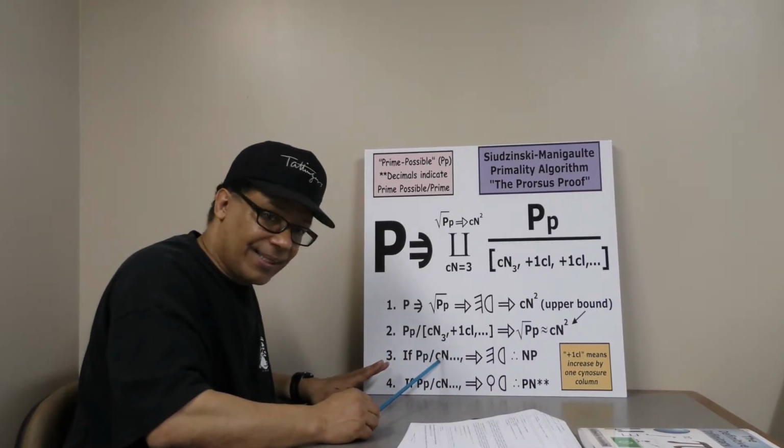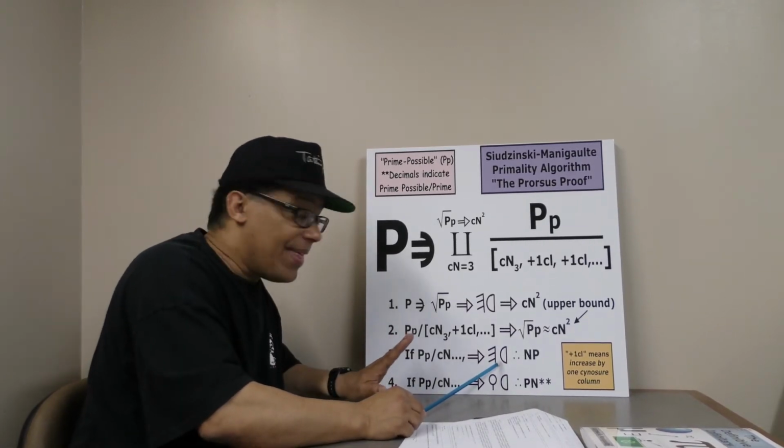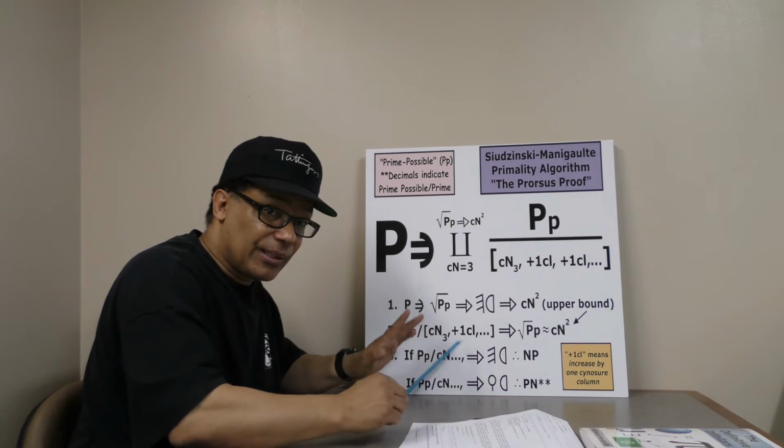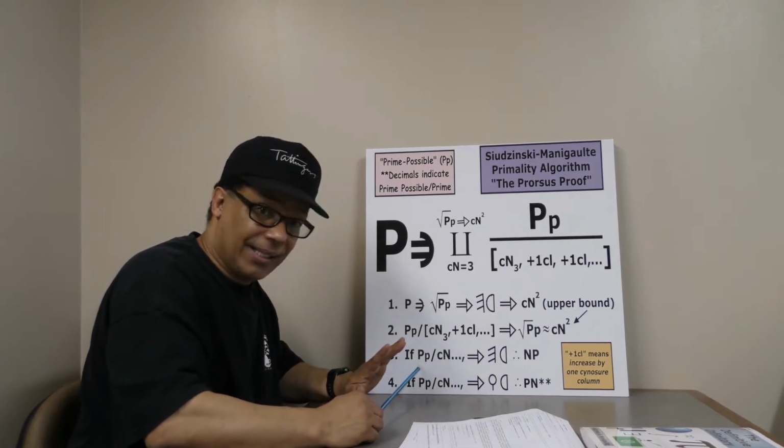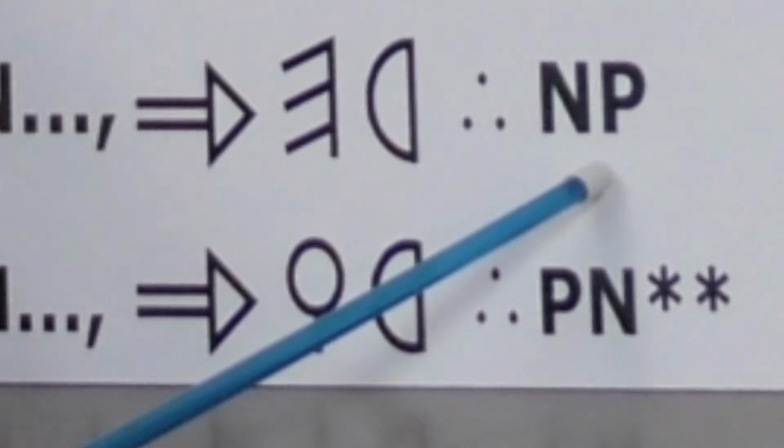Step number 3. If you divide that cynosure number into the prime possible and there are no decimals, that means that those two cynosure numbers combine to create the prime possible, and therefore you have a non-prime number.